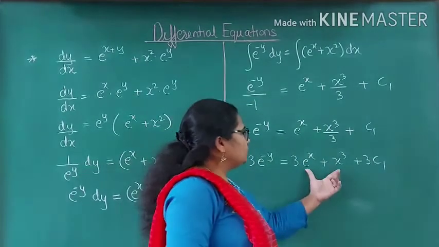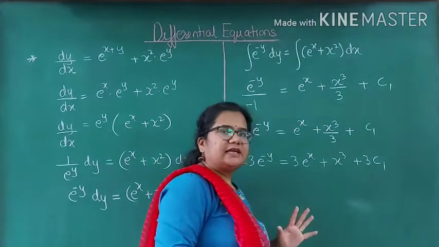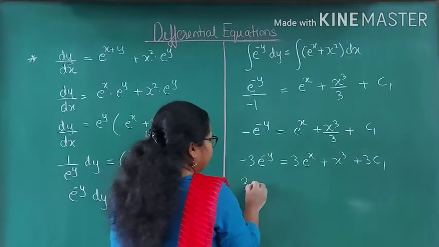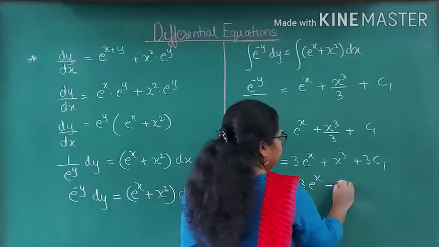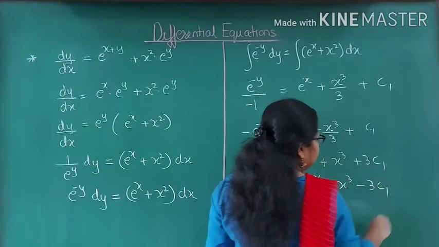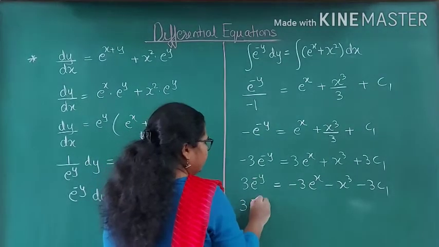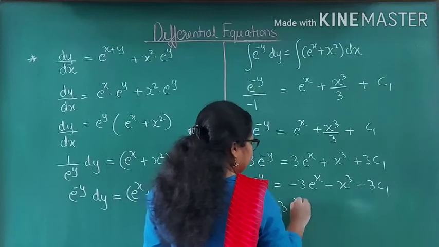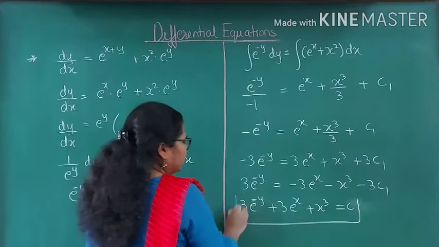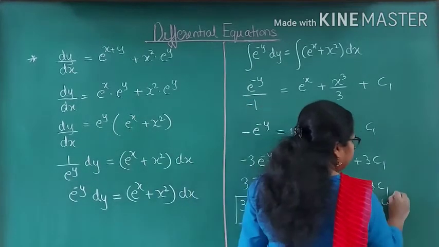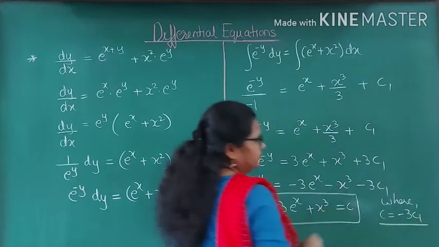Yes, these two terms you can take on this side, they will also become negative, or you can just change the sign and your equation will become 3 e raised to minus y equal to minus 3 e raised to x minus x cube minus 3 c1. And these two terms, if you take on the LHS, it will become 3 e raised to minus y plus 3 e raised to x plus x cube equal to c. And what is c equal to? Where c equal to minus 3 c1.